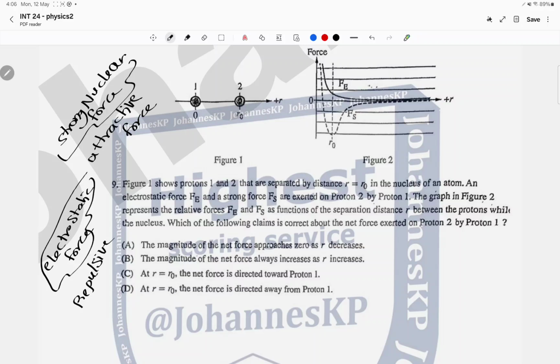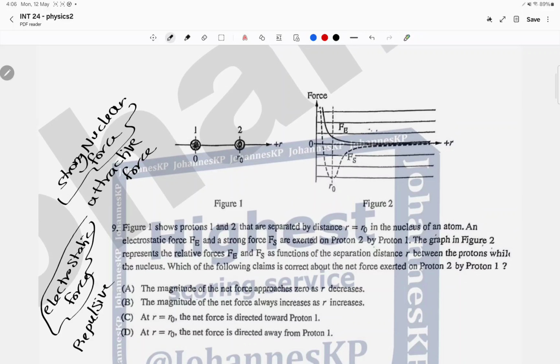Okay. Now, the graphic, figure 2, represents the forces. Protons 1 and 2 are separated by distance r equal to rho in the nucleus. A force is exerted. So what do you think about the net force at r equal to rho?